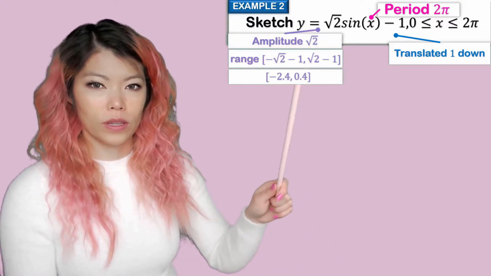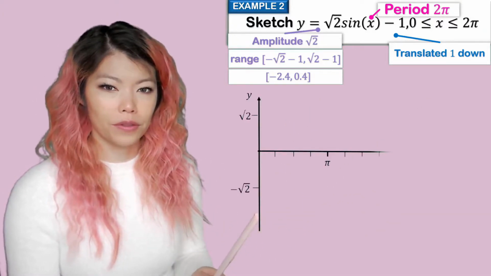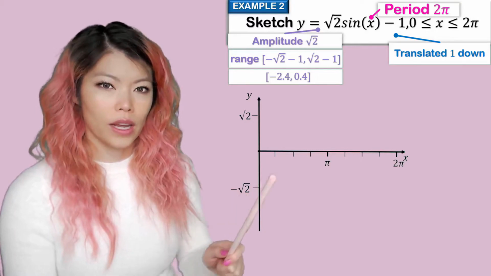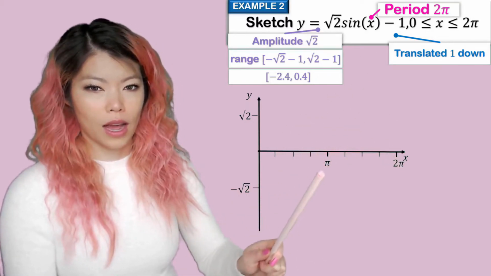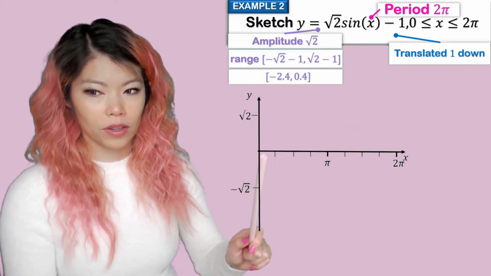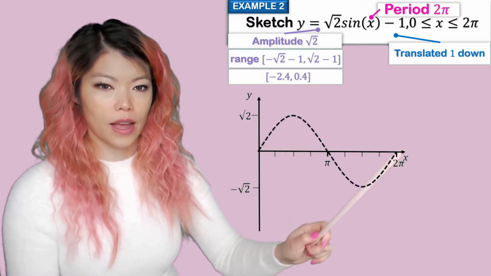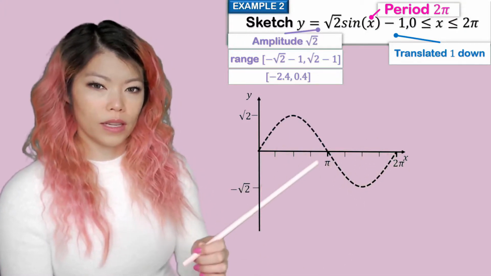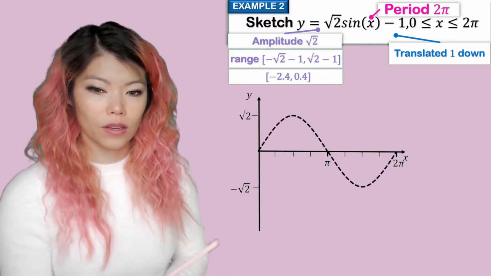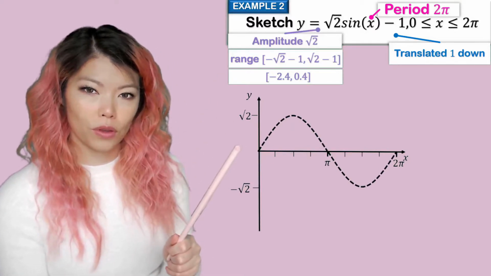So we start with our original graph without the translation first. So root 2 and negative root 2, period of 2 pi. So halfway is pi, and it's a sine graph, so it starts here, goes through there, and ends up there. Now moving it down, we're going to put all these values in, so it's going to get a little bit tricky, so be patient with me.